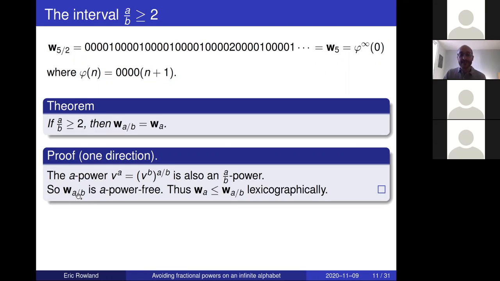WA over B is the lex least A over B power free word, right? But if every A power is an A over B power, then WAB is also A power free. But WA is the lex least A power free word. So that must mean that WA is lexicographically less than or equal to WA over B. And using a similar but slightly more complicated argument, you can show that WAB is lexicographically less than or equal to WA, and so they must be the same word.